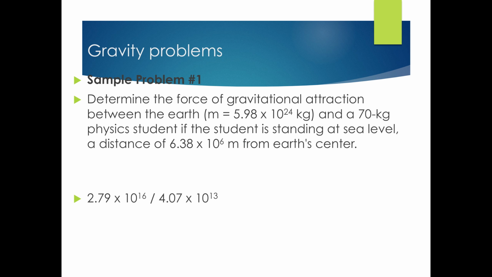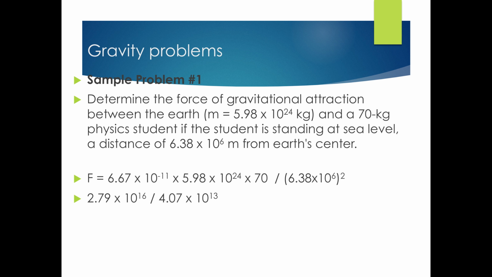So our example problem here is we want to determine the force of gravity between the Earth, which has a mass of 5.98 times 10 to the 24th kilograms, and a 70 kilogram physics student. If the student is standing at sea level, there's a distance of 6.38 times 10 to the 6 meters from the Earth's center. So we're going to plug all of that into our formula. And I didn't copy the formula onto this page, but you've got that 6.67 times 10 to the negative 11th, that constant for G. And then the masses, it doesn't matter which one we plug in first. So I went ahead and put the mass of Earth first, since it was written first in the question, and then times that by 70, and that's divided by our distance squared.